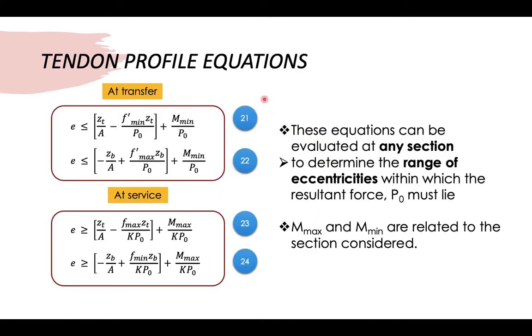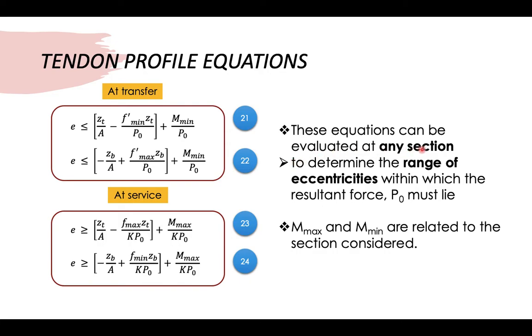From equations 5 to 8, we can see that we have already rearranged the equations to have this e value, or the eccentricity, on our left. This will be our unknown. In the equation we have this bracket, where we have Zt over A, minus the stress limits multiplied by the section moduli, divided by the P naught value, which is the pre-stress force. We are going to do this for both transfer and service.